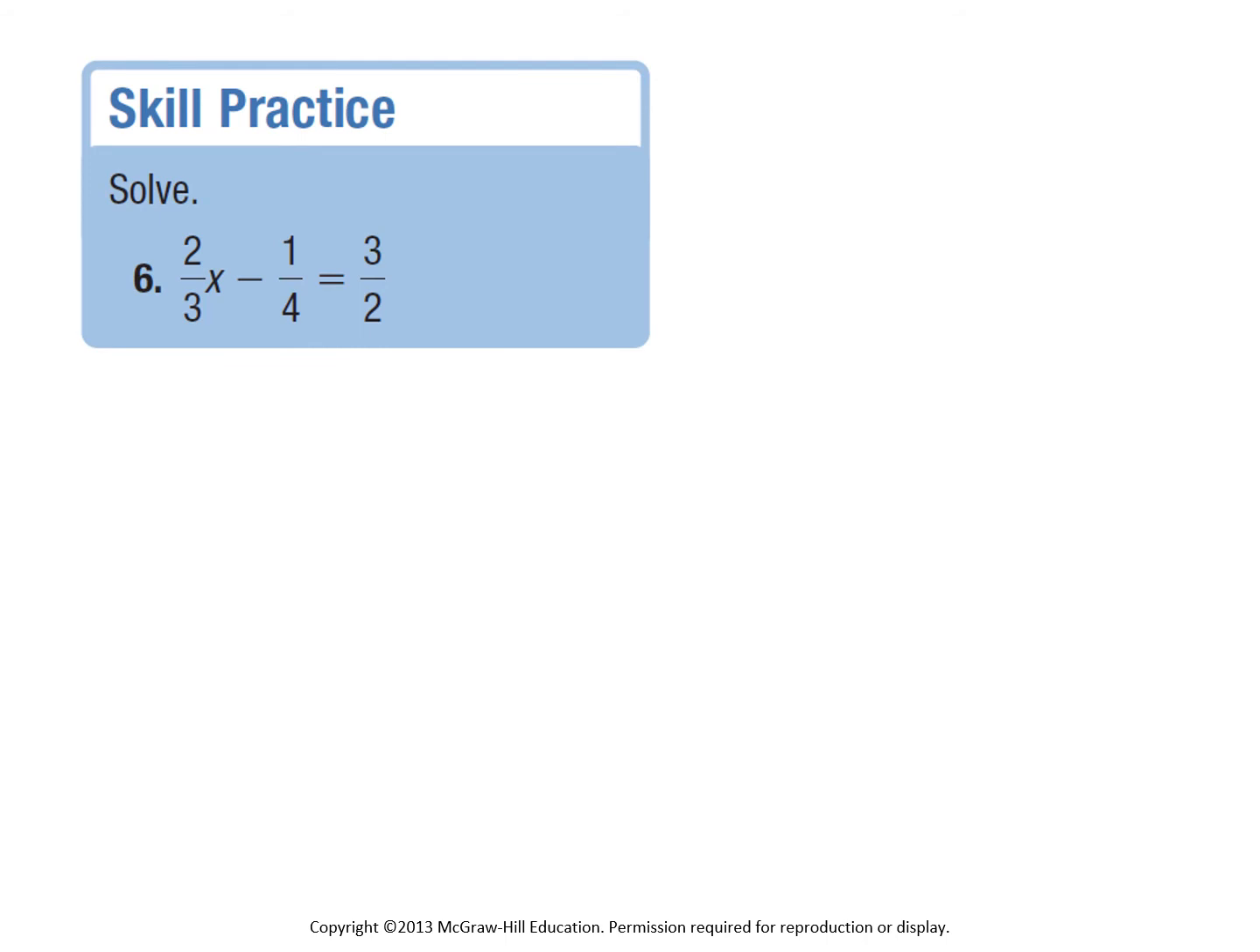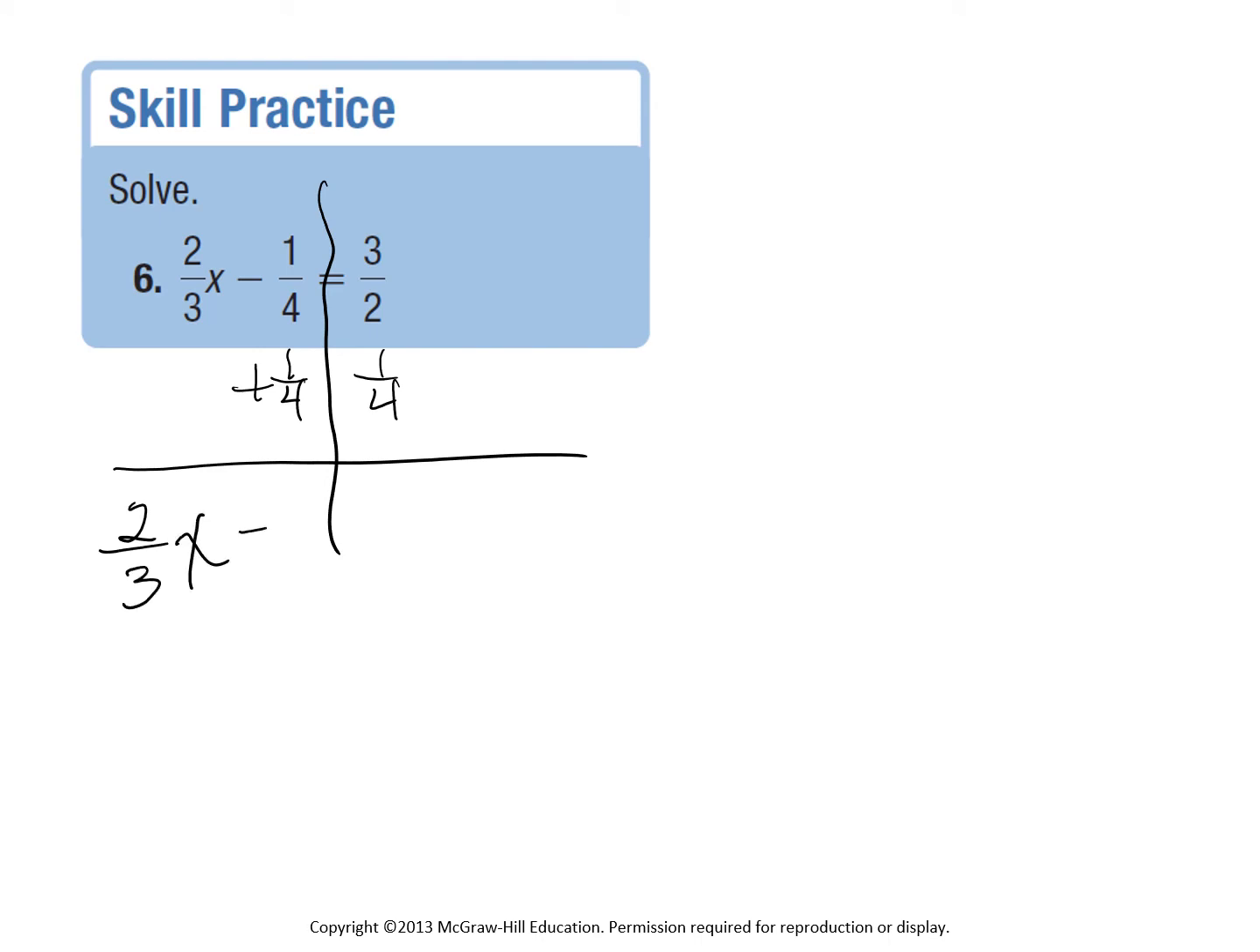Now I have a two-step equation. I want to eliminate the constant first and then the coefficient. So I'm going to start by adding 1/4 to both sides of this equation. So I have 2/3 x equals, and again, when I add, I need common denominators, so that's 2/2. So I'm going to have 6/4 plus 1/4, so that's 7/4.